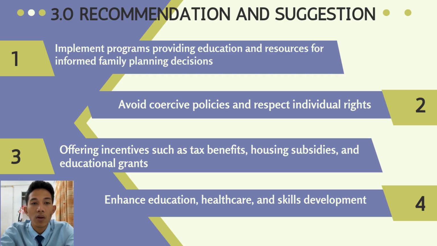Number 2, avoid coercive policies and respect individual rights. It is crucial to avoid coercive policies, ensuring that personal choices are respected. The third one is offering incentives such as tax benefits, housing subsidies, and educational grants. These can encourage smaller families without enforcing strict limits. This approach allows individuals to voluntarily choose smaller family size while benefiting from additional support.